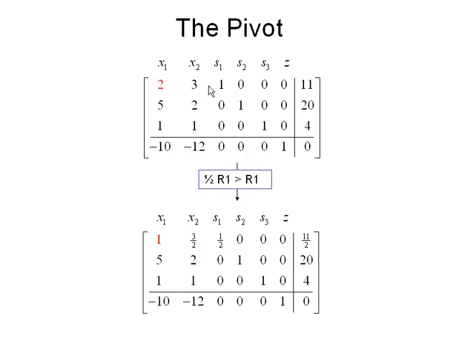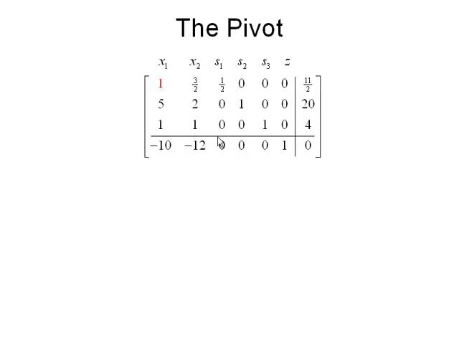So I'm going to multiply a half times that entire first row. The 2, the 3, the 1, all the zeros, and 11 get multiplied by a half. That means my first row changes to 1, 3 halves, 1 half, 0, 0, 0, 11 halves. So now I've put that into my first row.